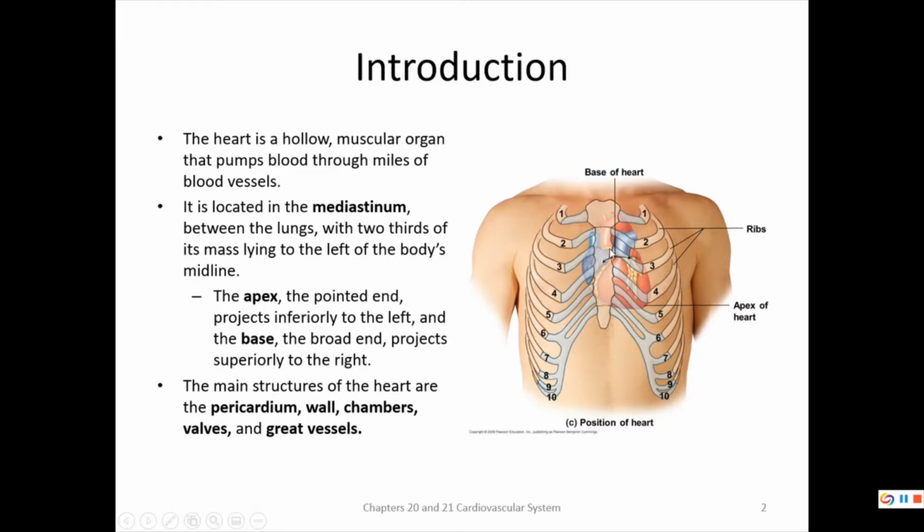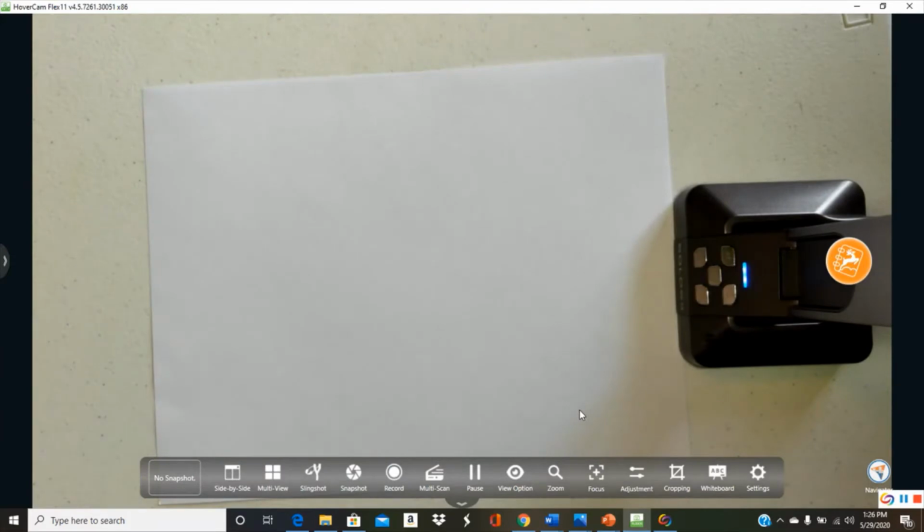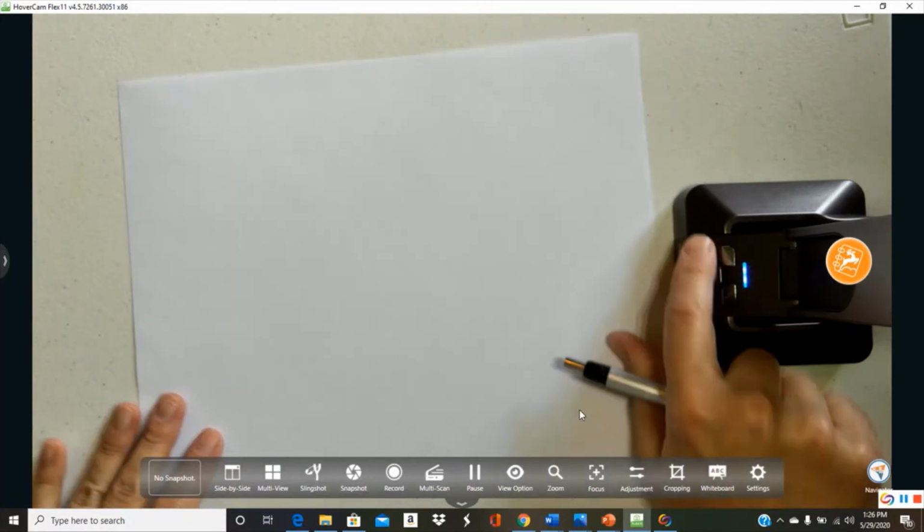Now, we are going to see the pericardium, the heart wall, the chambers of the heart, the valves, and the great vessels of the heart in this lab. These are what we're going to focus on. So we're going to start with the pericardium. Before I do anything else, I'm going to draw out the pericardium. I also did this in lecture, so if you have watched the lecture, you've already seen this.